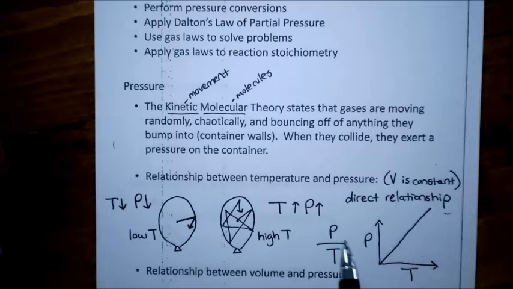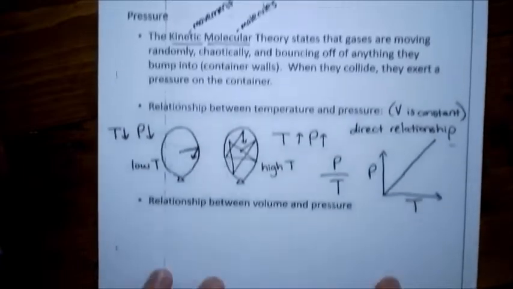Whereas if P and T were on the same side of the equal sign, that means they're indirectly related. All right, so that's your first relationship.